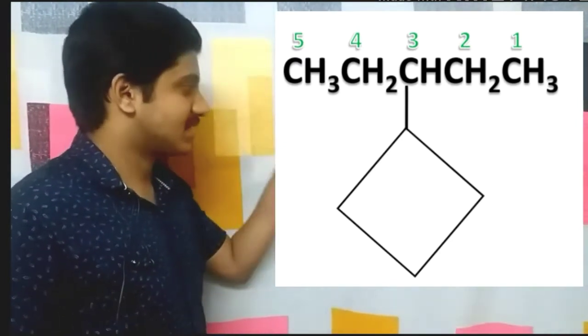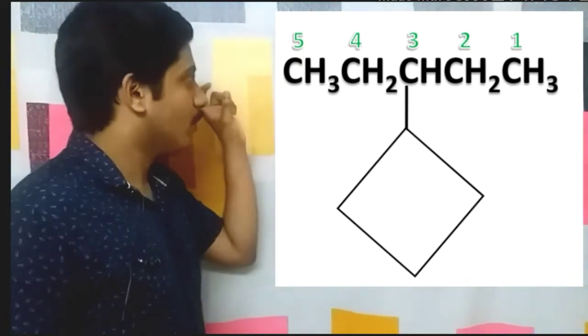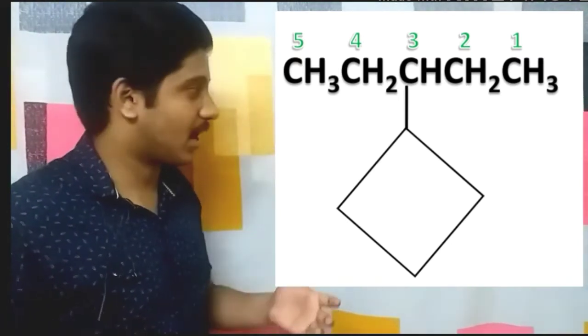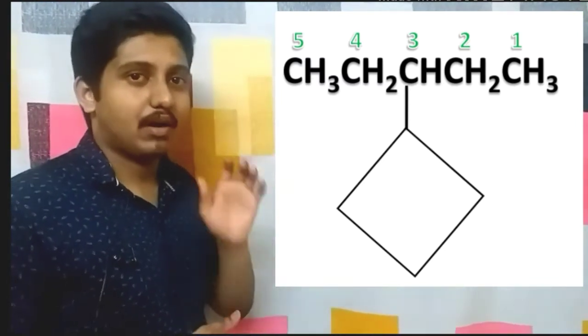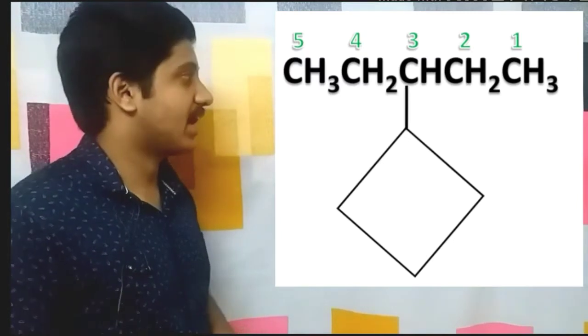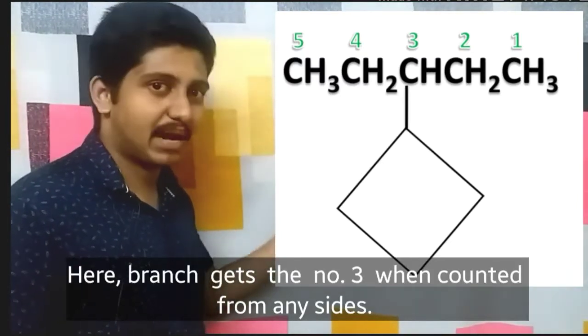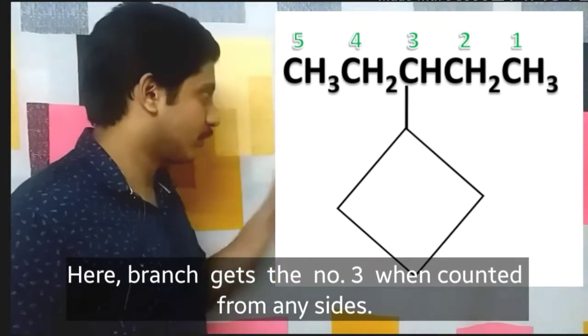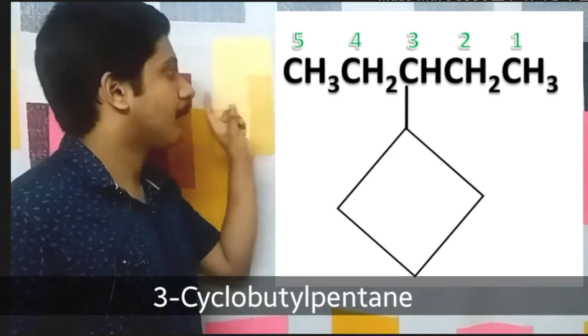So this cyclobutyl acts as the substituent. We have to first choose the longest carbon chain as our parent chain, and we have to number it in such a way that the branch gets the least possible number. Here the branch is the cycloalkyl. So we can name it as 3-cyclobutylpentane.